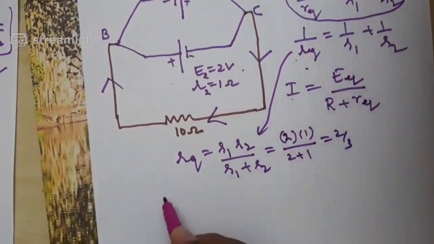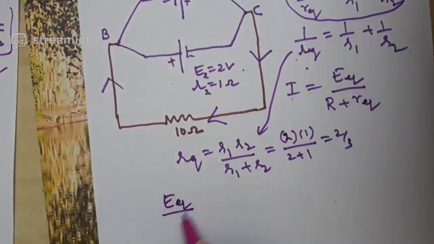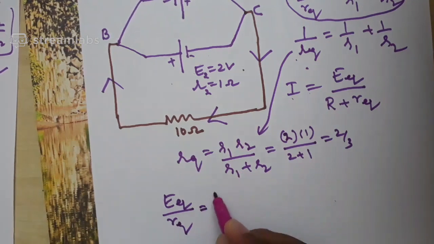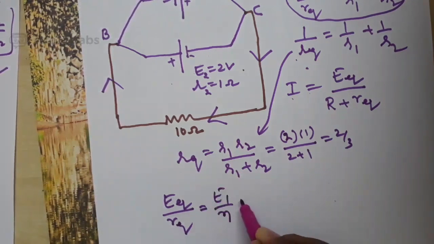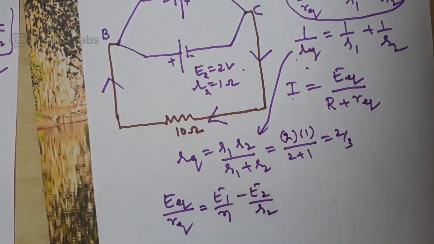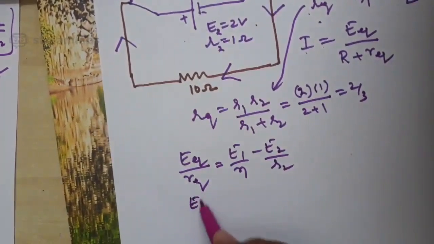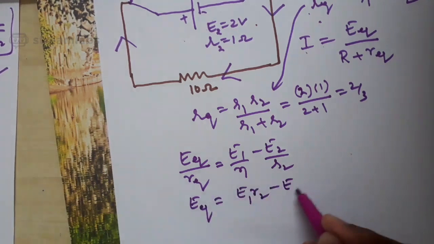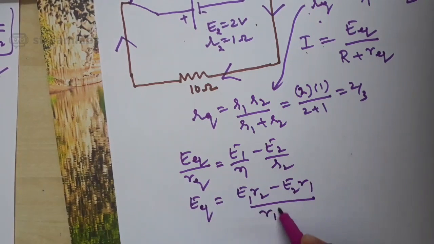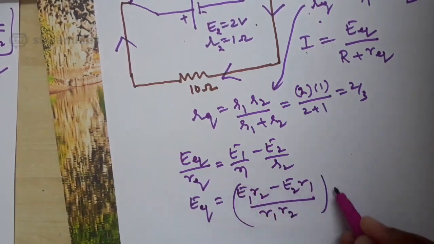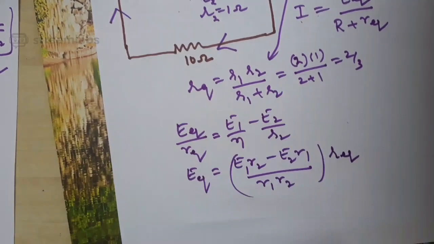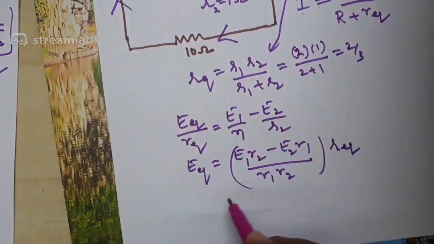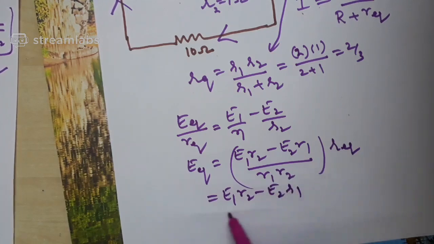What do you want to know? E equivalent. Look at this. E equivalent by R equivalent is equal to E1 by R1 minus E2 by R2, correct? Or E equivalent is equal to E1 R2 minus E2 R1 by R1 into R2. Entire thing is multiplied by R equivalent. Do you agree with me? I cross multiplied this.